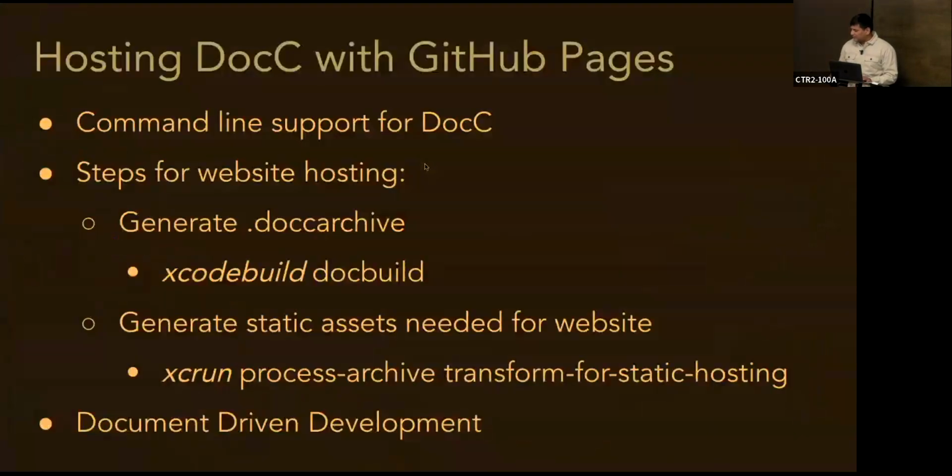This script is basically using all the command line tools that DocC supports. There are 2 steps that are necessary in order to host your documentation on GitHub. The first step is to generate the DocC archive. In order to generate the DocC archive, you're going to call the xcodebuild docbuild command. Once this command is executed properly, it's going to spit out a DocC archive.